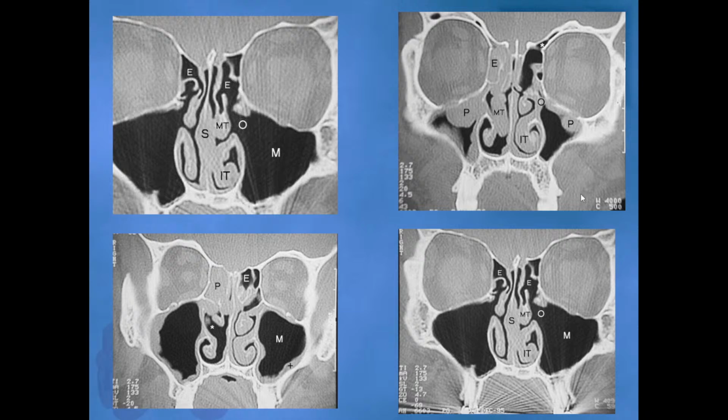So what structures can we see here? Yeah, middle turbinate, bulla ethmoidalis. Here you can see processus uncinatus, and here you can see that the mucosa of the nose and nasal cavity is transformed, and probably it is polyp tissue.